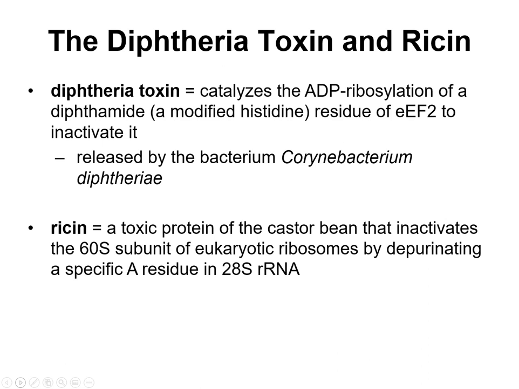Ricin is a toxic protein in the castor bean that inactivates the 60S subunit of eukaryotic ribosomes, and it will depurinate a specific A residue. And that's real bad news because those ribosomal RNAs are important for the actual catalysis and for positioning of the RNAs and all sorts of things. So this is really bad. And it's a poison. It is just a straight up poison.